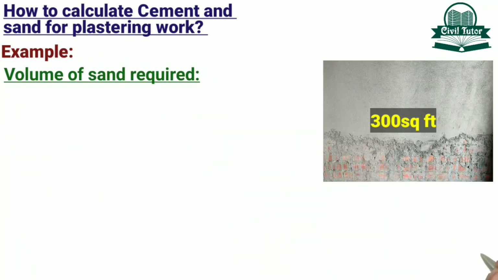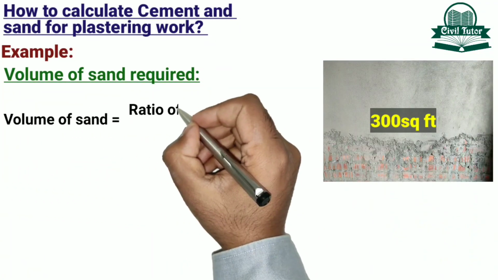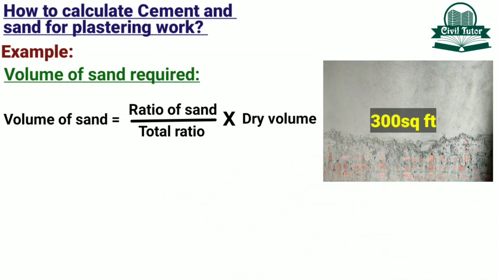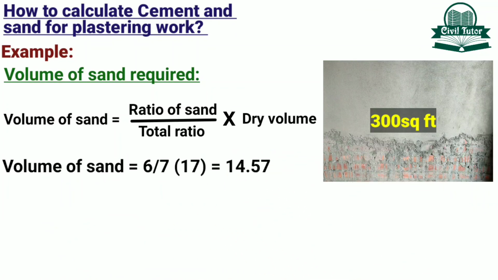Volume of sand is calculated by using the formula. Volume of sand is equal to ratio of sand divided by total ratio into dry volume. While ratio of sand is 6, total ratio is 7. So on substituting these values, we will get volume of sand equal to 14.57, which is similar to 15 cubic feet.